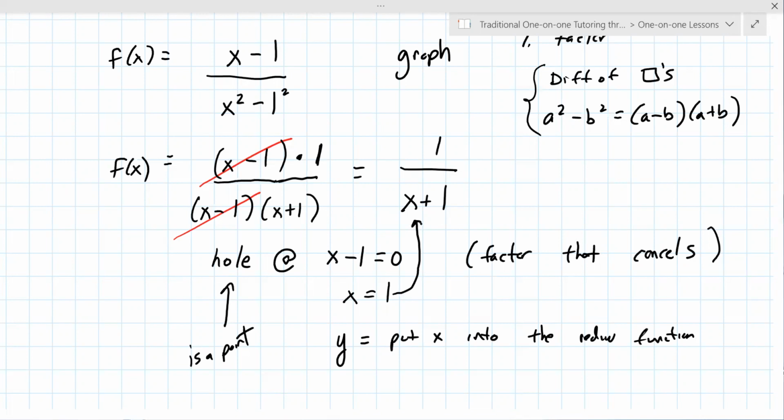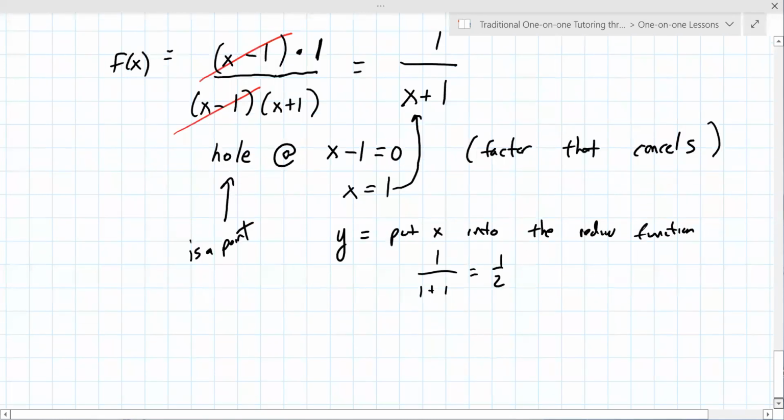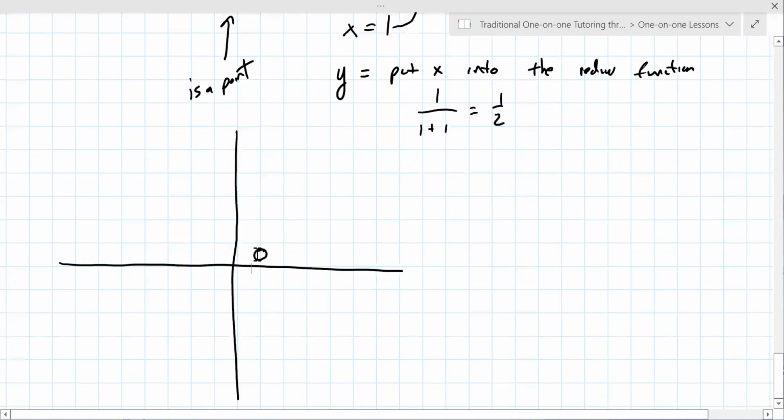So it'd be 1/2. 1 over 1 plus 1, which is 1/2. So now you have a point. X is 1, y is 1/2. Okay, so now let me go ahead and graph that for us here. 1 and 1/2. I like to make it really clear that that's a hole. Really show a dot that's not filled in, because that's what your instructor's expecting.